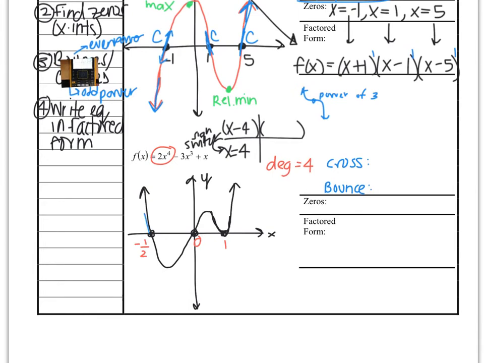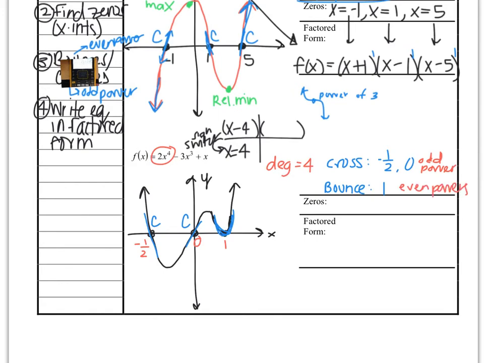So I notice here that it's crossing in a linear fashion, so that will be a power of 1, of course. So we've got a cross at negative 1/2. We're crossing again at 0, but then at 1 we're bouncing off the axis. So that would have to be an even power. So let's just write those in real quick. This, again, of course, would be an odd power for each of those, and these would have to be even powers.